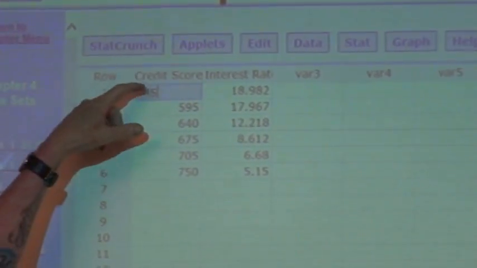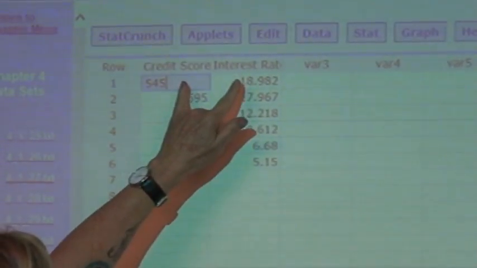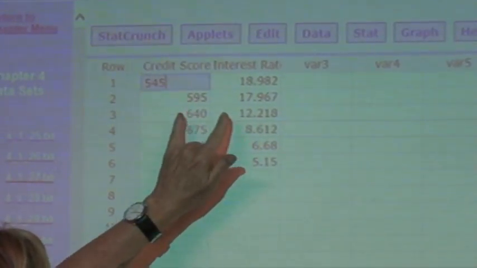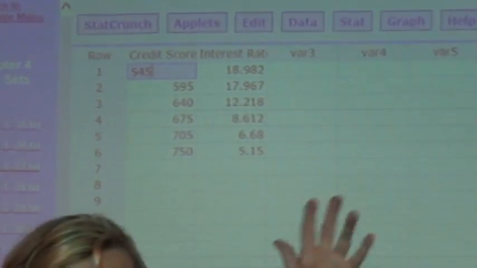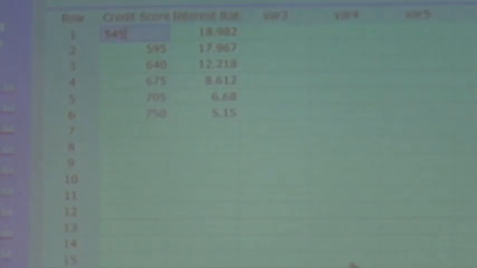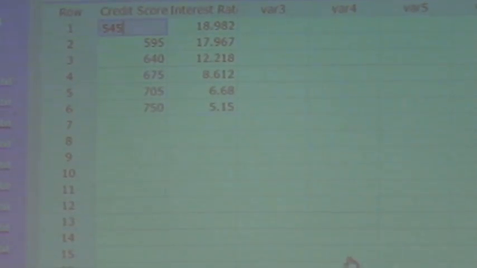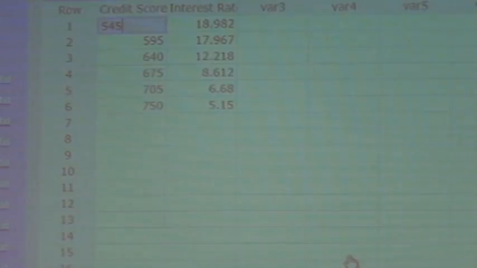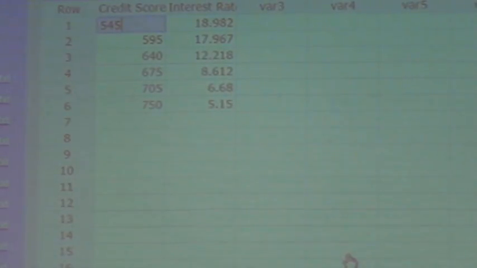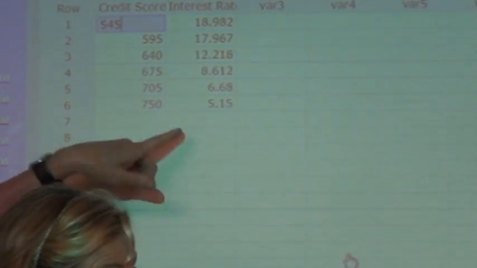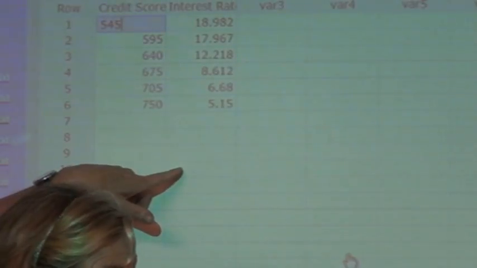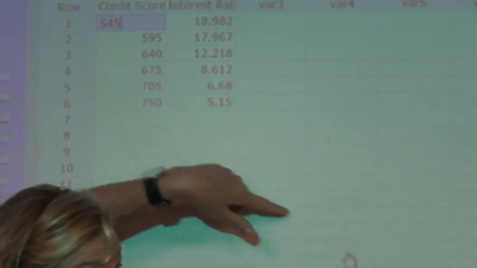So here are 6 individuals, their FICO score, and the interest rate they can get on this major purchase, either a new car or a home, or just a personal loan. Okay, so as their credit score increases, what should we see going on with the interest rate? It should decrease, right? We should have some kind of a negative pattern.